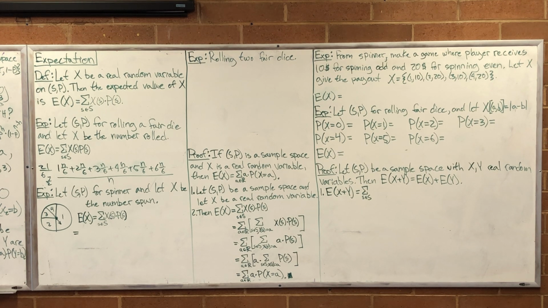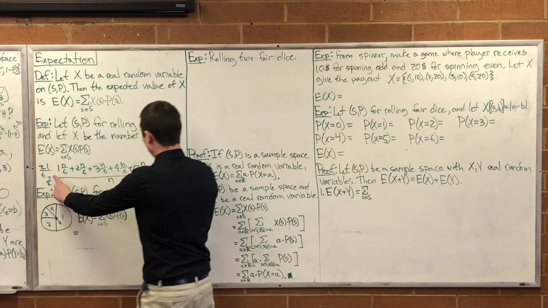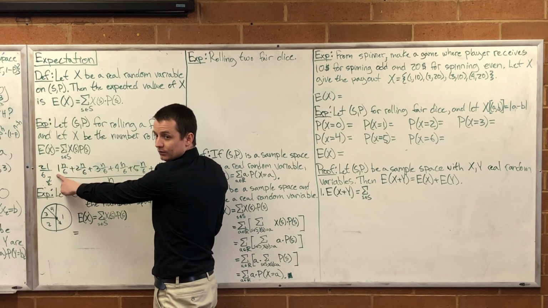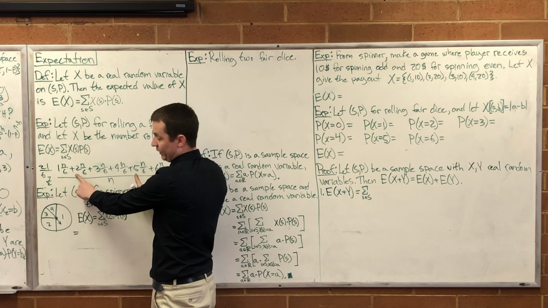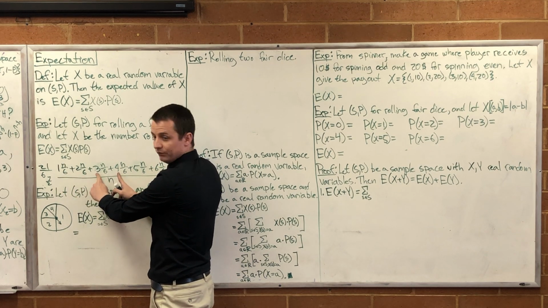Make sense? There's another way to make it appeal to your intuition. Tell me, what's the average of 1 and 6? 3.5. What's the average of 2 and 5? What's the average of 3 and 4?